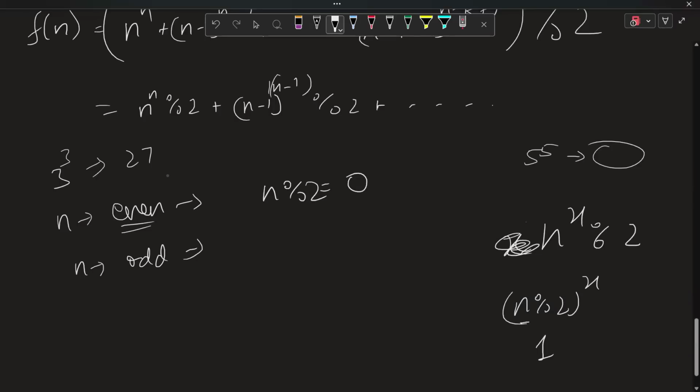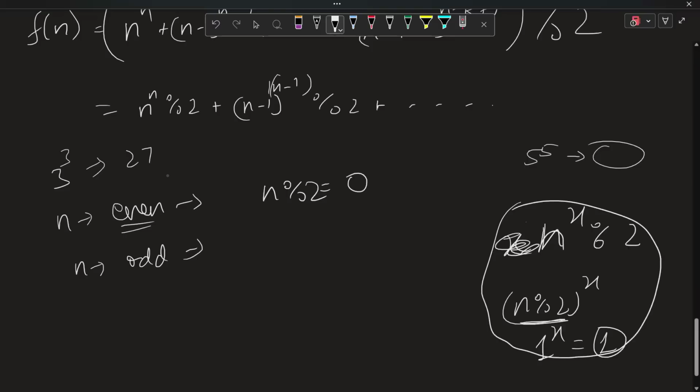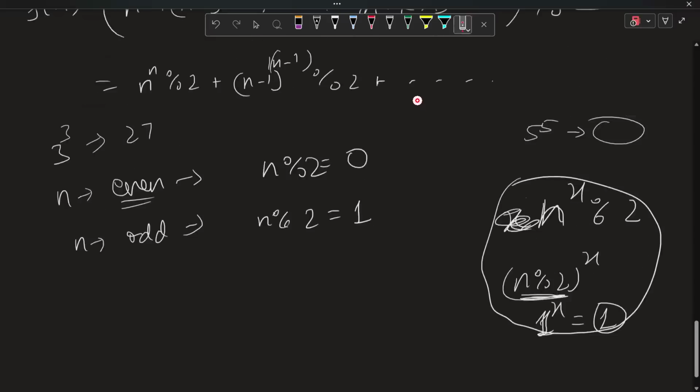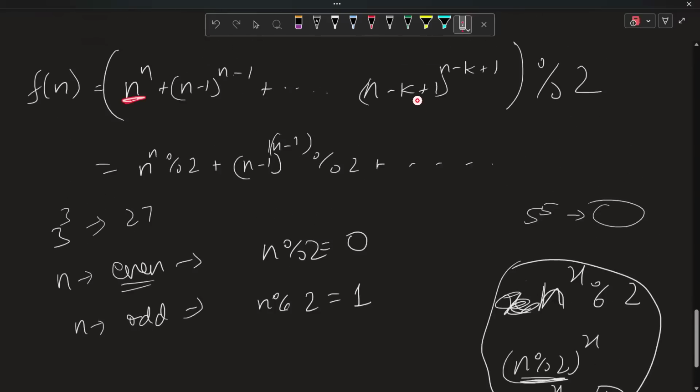So for an odd number, n modulo 2 is 1. It would be 1 to the power x. It would always be 1. That is a mathematical proof I have given you for that. For an odd number, n modulo 2 would be 1, so 1 raised to any power would be 1. So for the odd terms, you would have 1, and for the even terms, you would have 0.